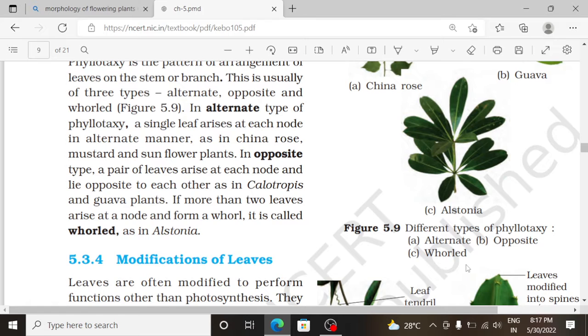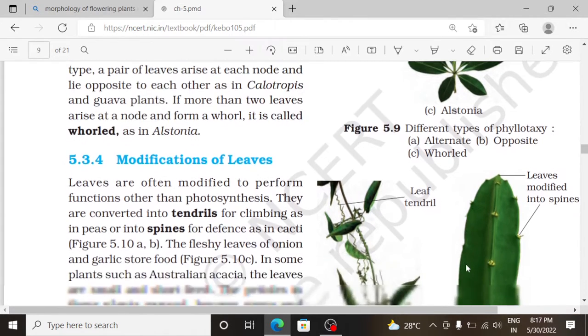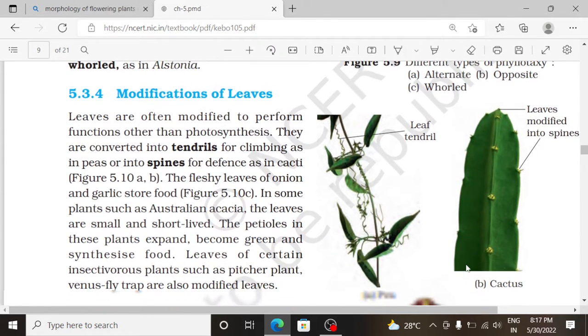In opposite type, a pair of leaves arise at each node and lie opposite to each other, as in Calotropis and guava plants. If more than two leaves arise at a node and form a whorl, it is called whorled, as in Alstonia. Modification of leaves.